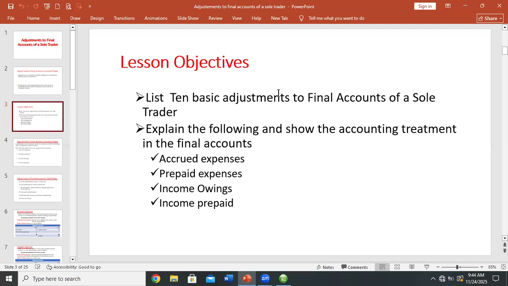Except the list and... Yes, so read this for us. List 10 basic adjustments to final accounts of a sole trader. Explain the following and show the accounting treatment in the final account. Accrued expenses, prepaid expenses, income owings, income prepaid.